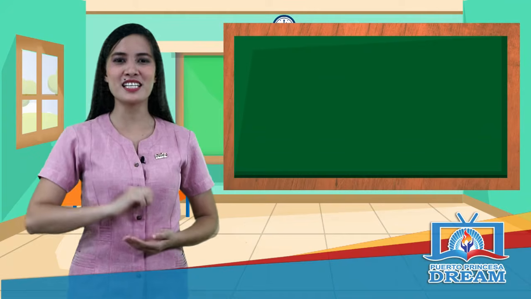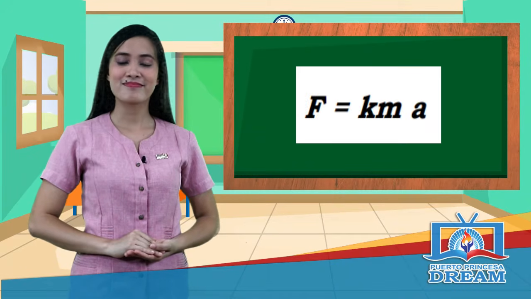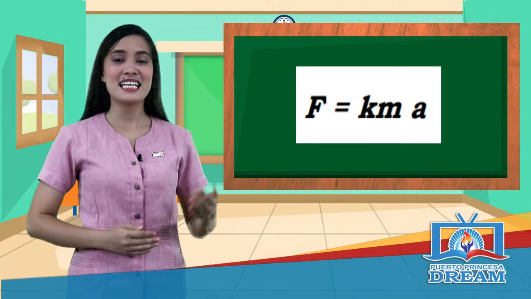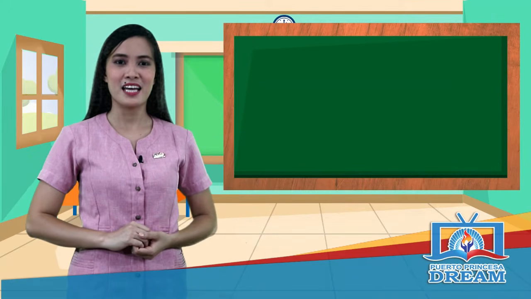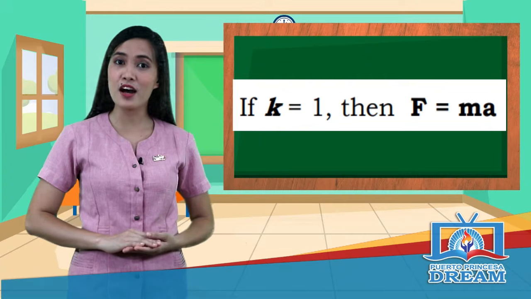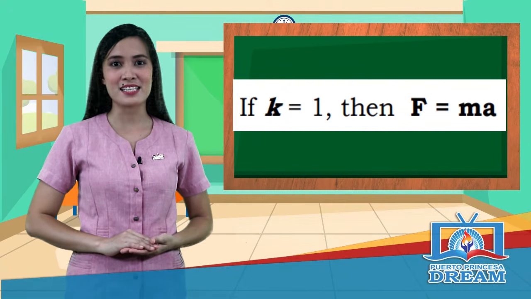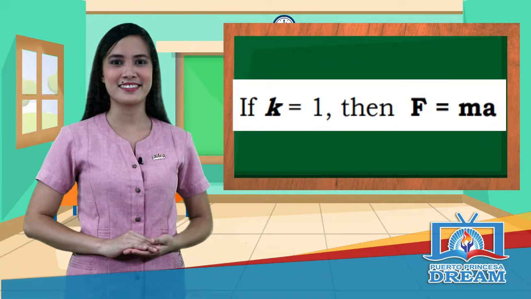Combining the two expressions, you will get A equals K times F over M, where K is the constant of magnitude. If K is equal to 1, then force is equal to mass times acceleration.